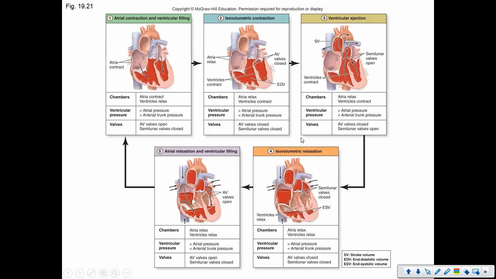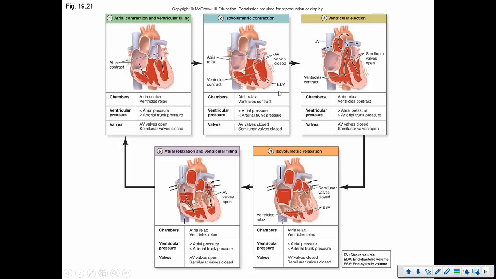When the ventricles are relaxed and they're not contracting, we call that diastole. So when we reach isovolumetric contraction at the end of diastole, now we want to see how much volume is in the ventricles after diastole. So we call it the end diastolic volume.